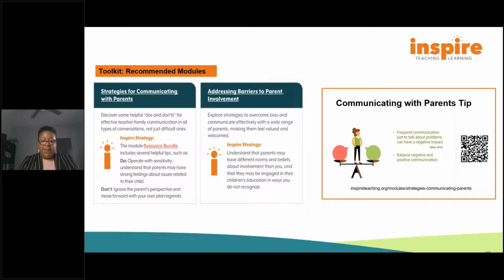Inspire resources that are recommended in the toolkit for supporting parent involvement. This is where you can learn about the research-based strategies for supporting your parent engagement in our 30 or 60 minute modules, strategies for communicating with parents, addressing barriers to parent involvement, talking about the do's and don'ts for communicating with parents, and give some opportunities for self-reflection and taking stock on our own biases and things that we may bring to each day. But effective communication is important so that all feel valued, welcomed, and appreciated.